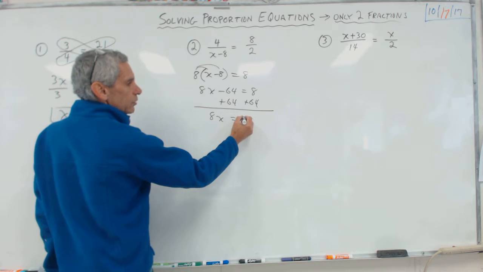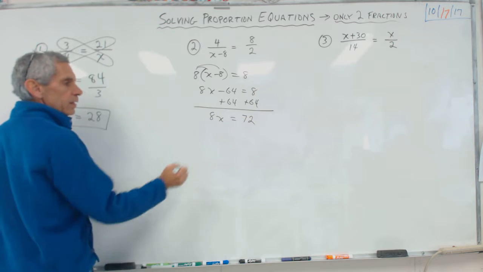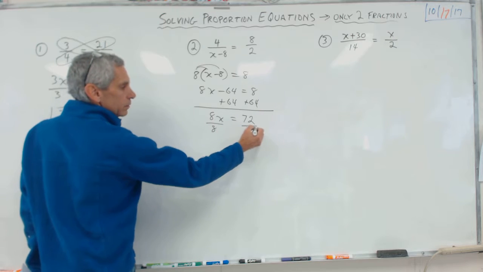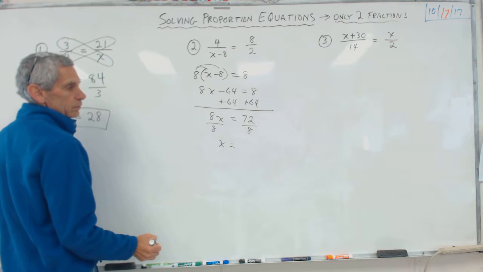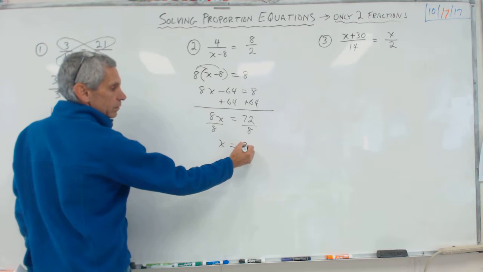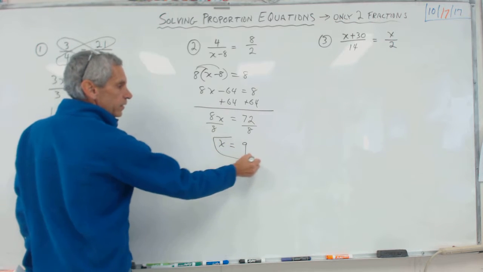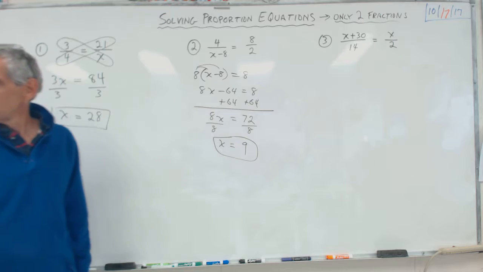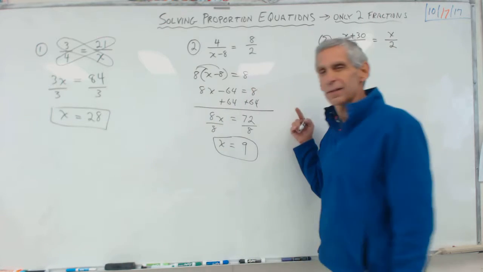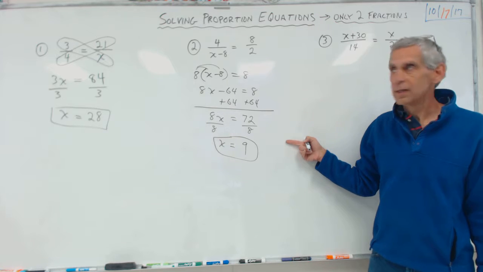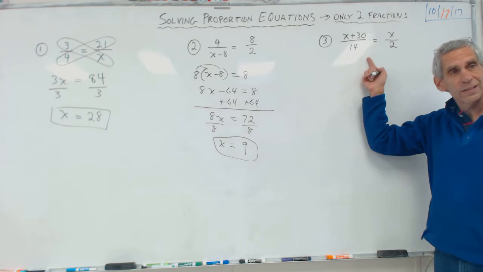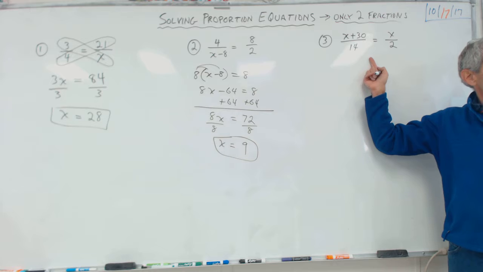71, 72 maybe? Right? And then divide by 8. And what does that give me? x equals 9. Right? 9 times 8 is 72, isn't it? Does it make sense? Do you see it? It's pretty straightforward, right? Pretty easy. Now this one is a little bit harder.